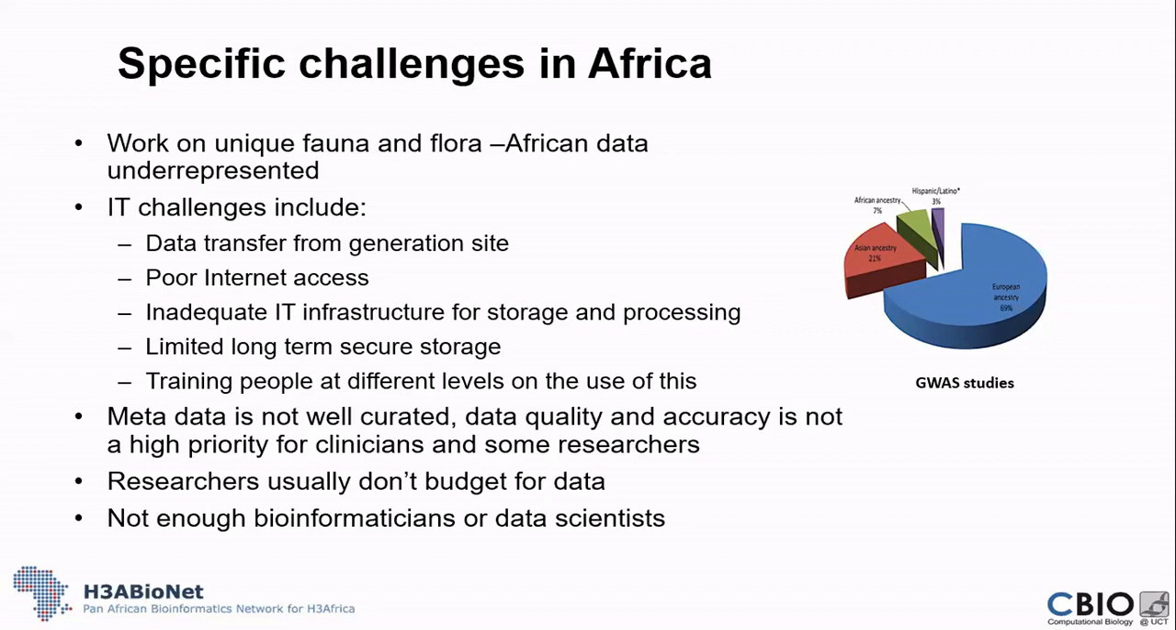We generally have poor internet access because we are poorly resourced countries, which makes data transfer very challenging. It makes data processing very challenging. There's inadequate IT infrastructure at universities and inadequate electricity, so you start to run a big job on a high-performance computing cluster, and then the government decides to cut the power for 3 hours. So you have to manage that and start again. We also have limited long-term secure storage, and generally a limited number of people who are trained at different levels to manage data challenges in Africa.